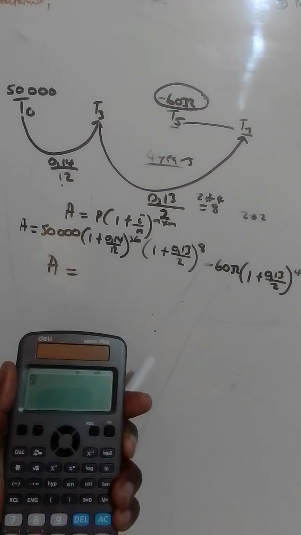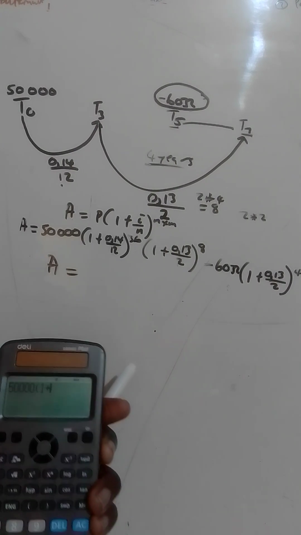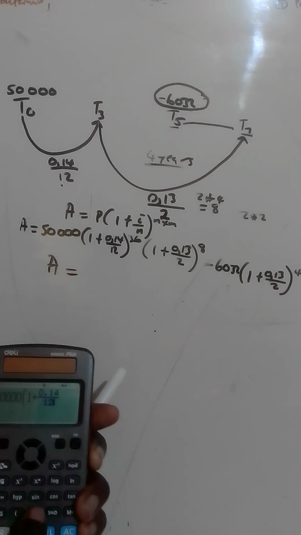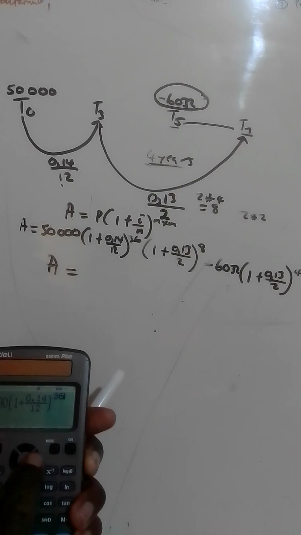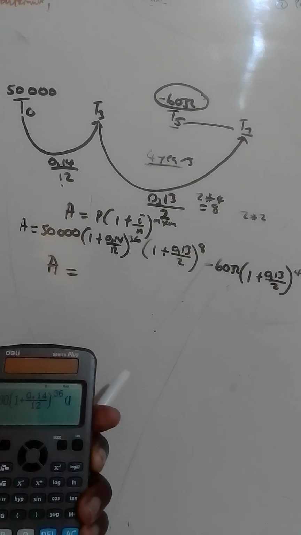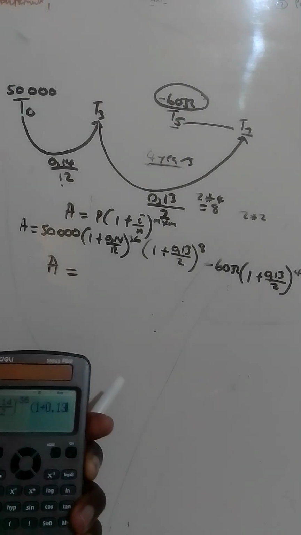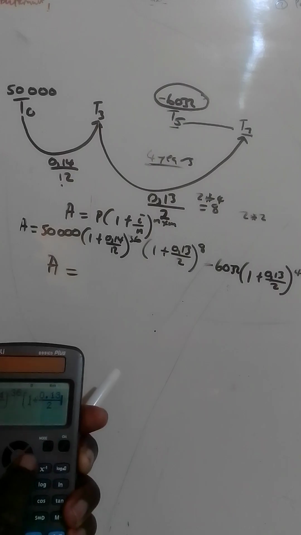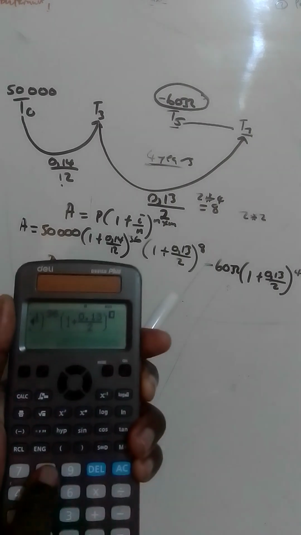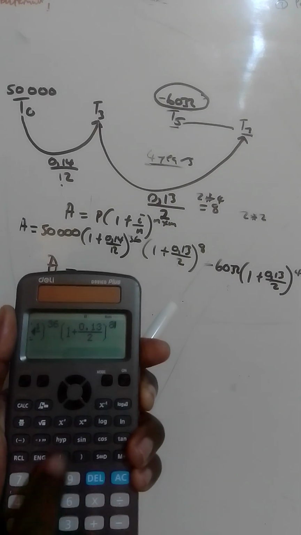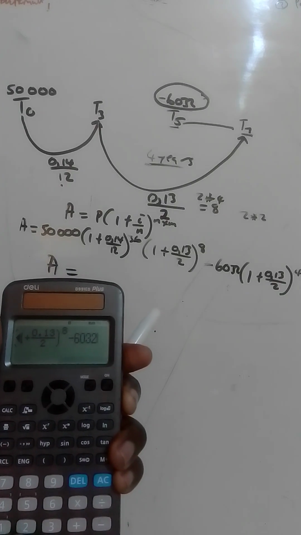So now we say 50,000, open bracket, 1 plus 0.14 over 12, and then we close the bracket. We say to the power 36. Then from there, we now multiply with what? The interest for the remaining 4 years, 1 plus 0.13 divided by 2, close bracket, to the power 8. Then now we bring it down, and then we say minus the 6,032 rands, right?